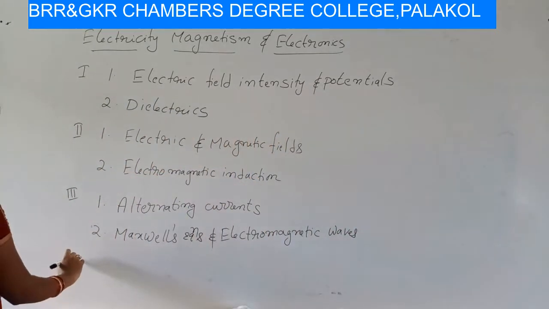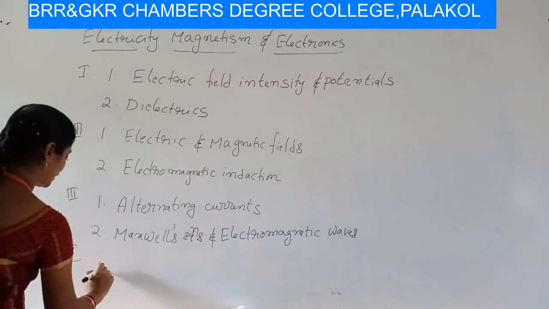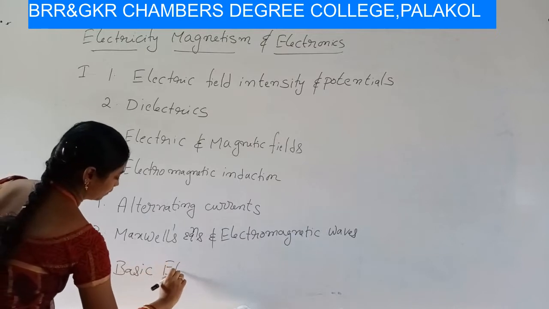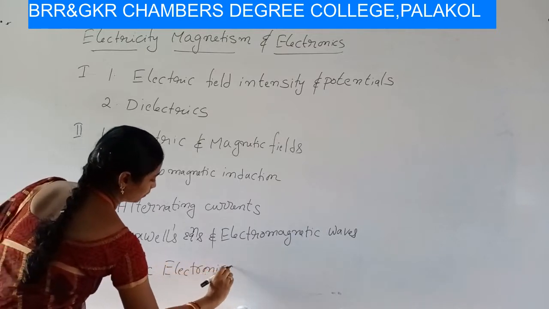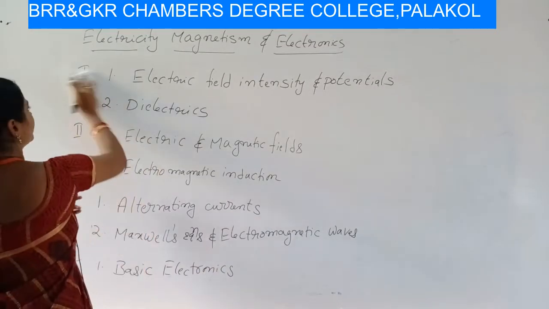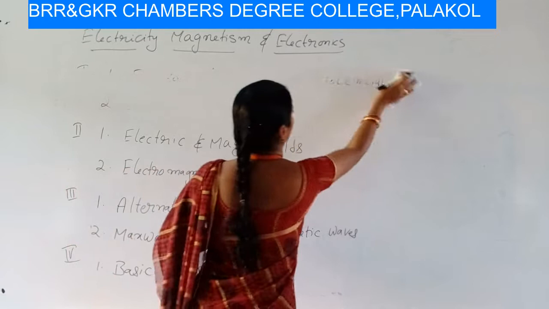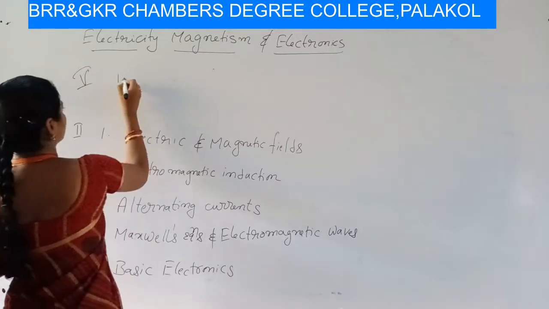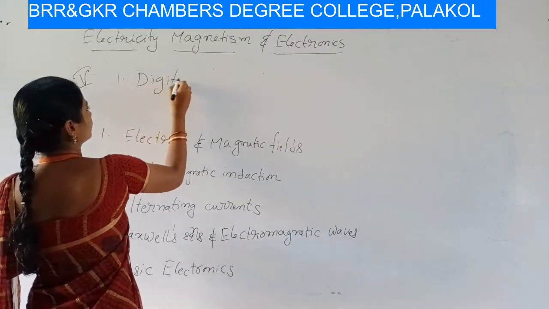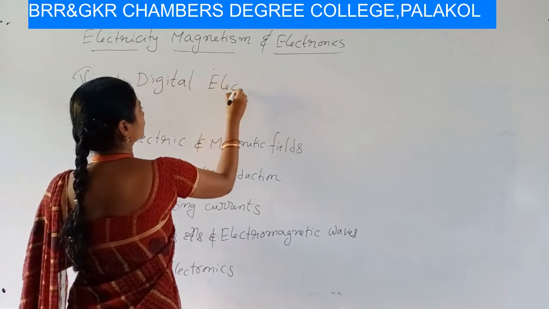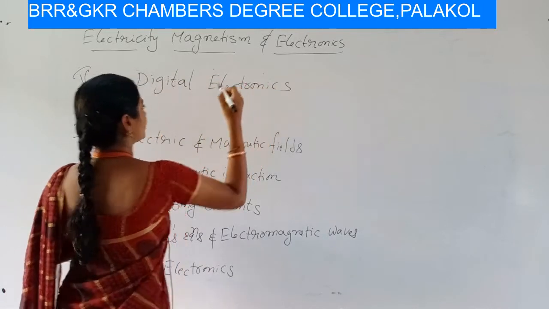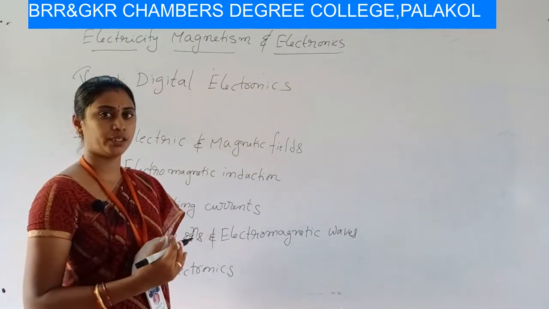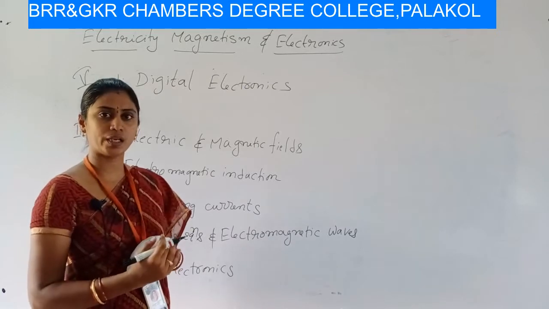In fourth unit, the chapter title is Basic Electronics. In fifth unit, the chapter title is Digital Electronics. These are the chapter titles we have. In this, I would like to start the first unit, first chapter, Electric Field Intensity and Potentials.